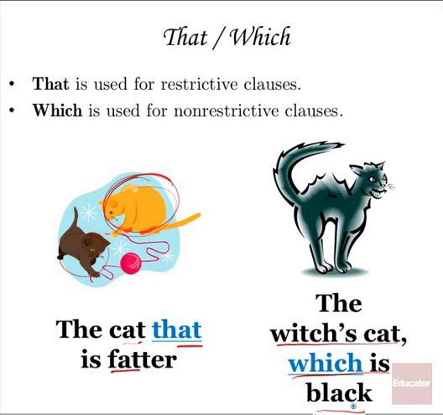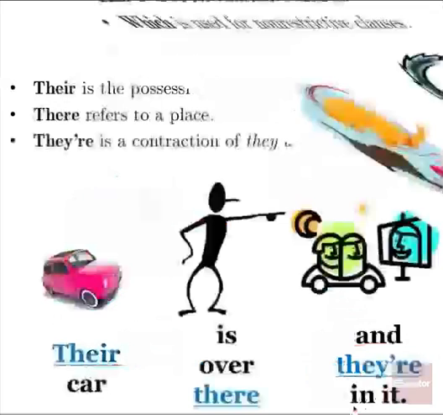So when you're trying to remember that and which, ask yourself, am I talking about a cat that is fatter, or the witch's cat which is black? Which is used for non-restrictive clauses, and that for restrictive ones.